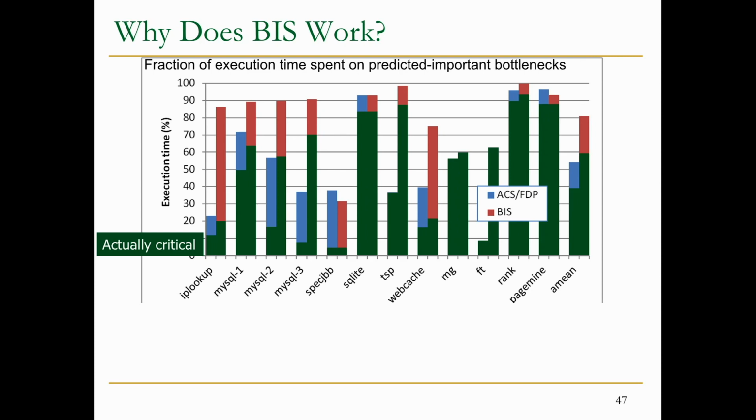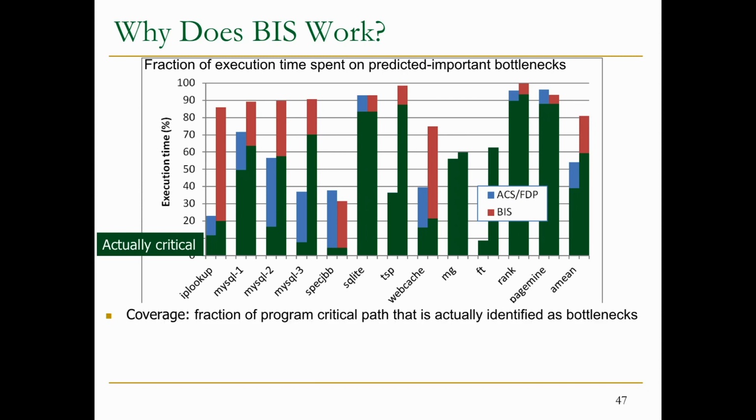You have to go through the program backwards. If you do a forward pass, you need to do a prediction clearly, right? So actually critical path is not bad, as you can see. If you know this information, the critical path, you can have 2 metrics. Coverage is the fraction of program critical path that is actually identified as bottlenecks. You can see that ACS identifies about 39% of the program as actually critical, which means that it misses a lot, right? And BIS increased that to 59%, which means that it still misses a lot, but it's better than ACS. So this is the coverage of the critical path.